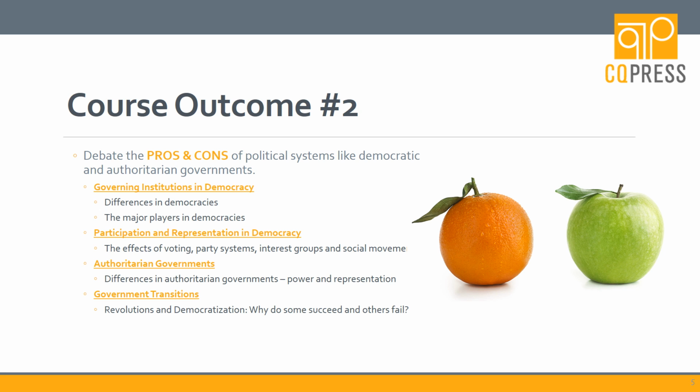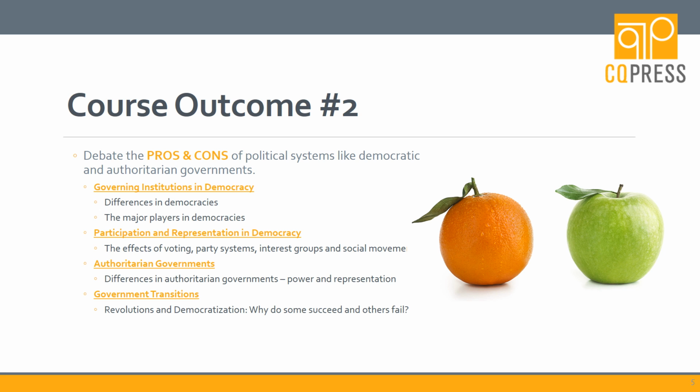Next, students discuss participation and representation in democracy, from electoral systems and party systems to interest groups and social movements. Students need to see how participation affects democracy. Students will then go on to discuss authoritarian governments. Like democracies, there are different types of authoritarian governments. They need to know the limits of power and the level of representation available under different regimes.